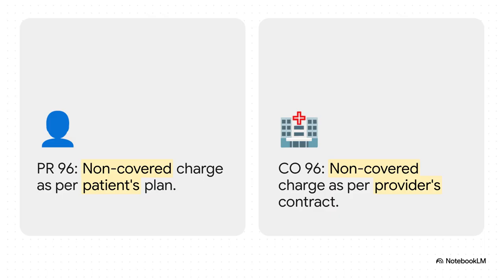PR literally stands for patient responsibility. A PR96 means the service simply isn't a covered benefit under that patient's specific health plan. CO, on the other hand, stands for contractual obligation. A CO96 means the service isn't covered because of the specific contract your healthcare provider signed with the payer. So the absolute crucial takeaway here is this: PR means the patient might have to pay out of pocket, while CO means the provider's office might have to absorb that cost or fight the denial.